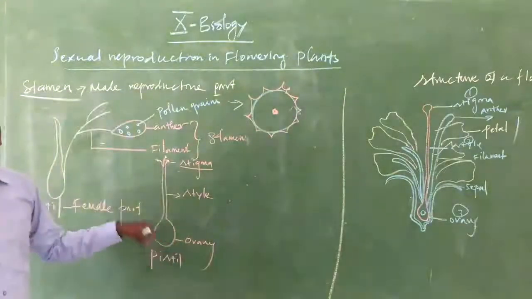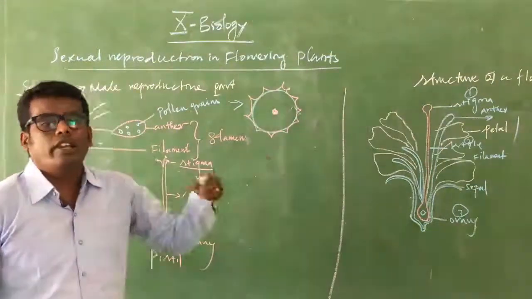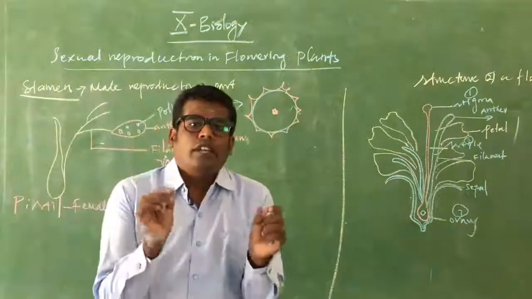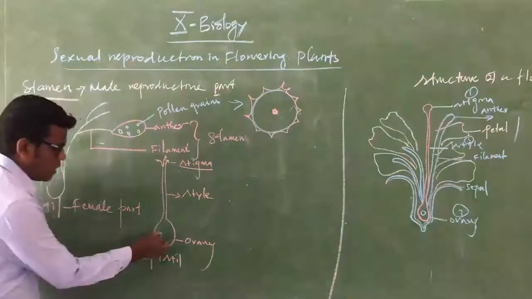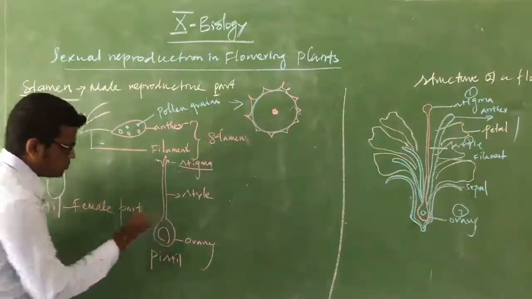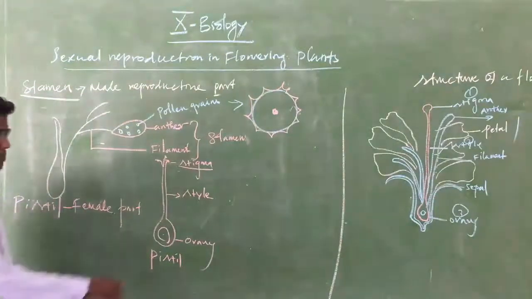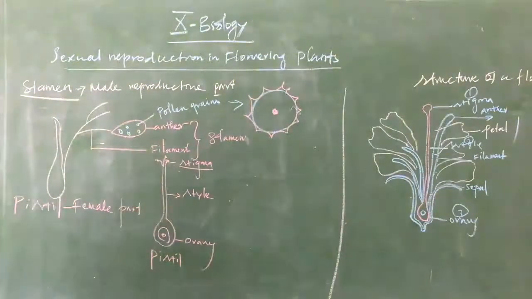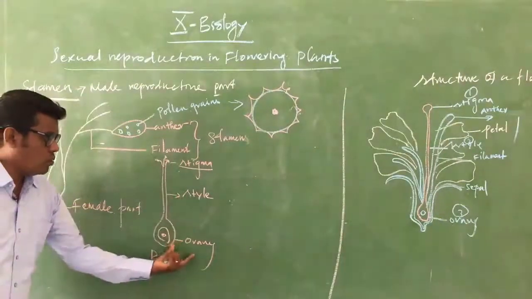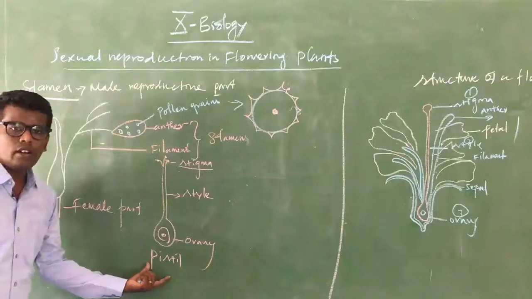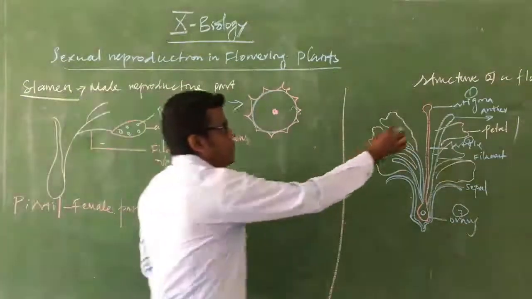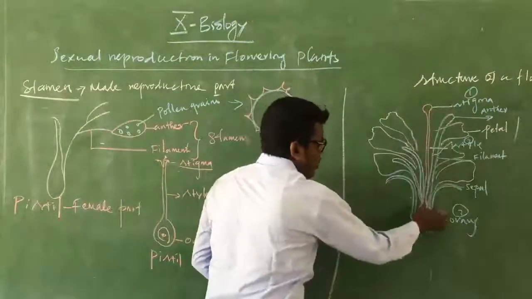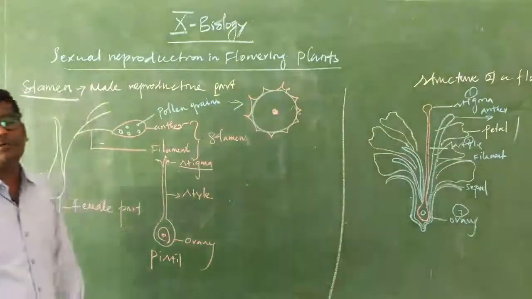The ovary contains ovules, and also there is an egg cell, the female gamete. Here ovules and egg cells are present. Again, the stigma, style and ovary are collectively called the pistil. The pistil is present in the center part of the flower.